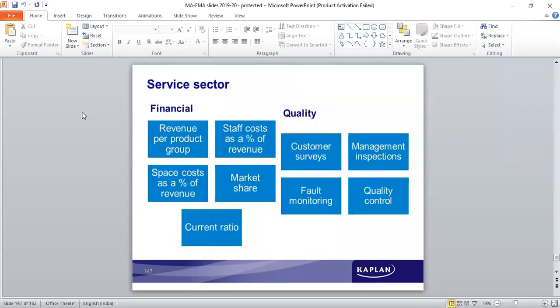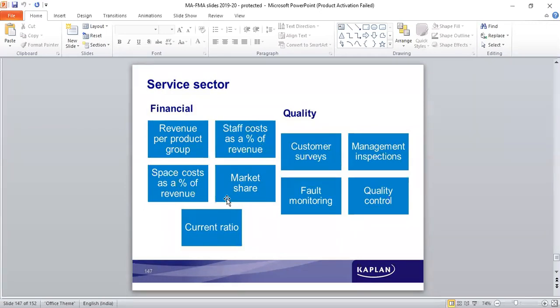In case of service sector, already we've discussed what the points of differences are between manufacturing businesses and service businesses. So in case of service sectors, in terms of financial aspects, what is taken into consideration? We have discussed various ratios. Out of that, those ratios which are applicable for service sector: revenue per product group, staff cost as a percentage of revenue. I have mentioned that expenses also can be compared as a percentage of sales or revenue.